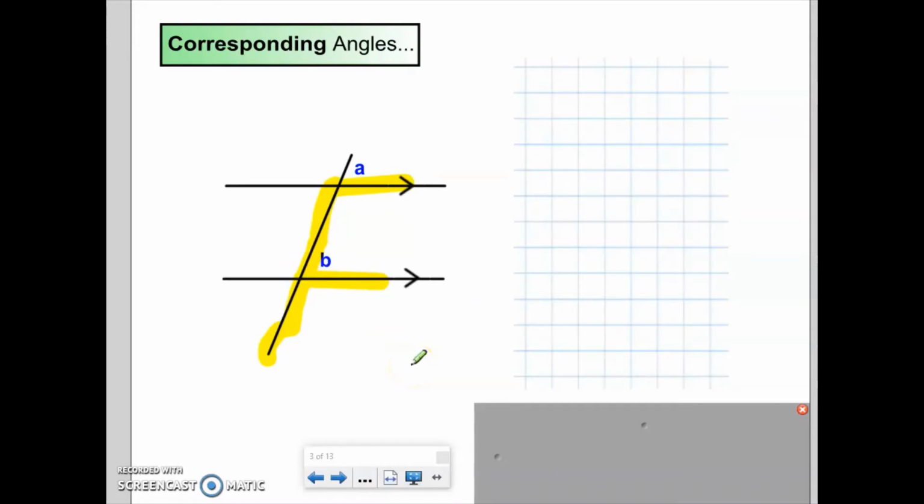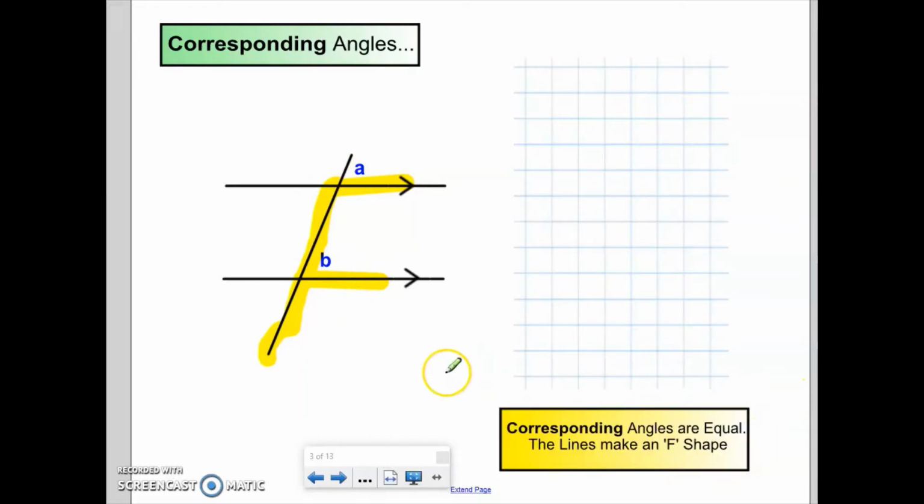this F shape here, you can see that the angle above the bottom of the F and the angle above the top of the F, those angles have to be equal. So corresponding angles are equal. The lines usually make an F shape. The F could be pointing backwards or it could be pointing forwards. So the angles A and B would be equal.